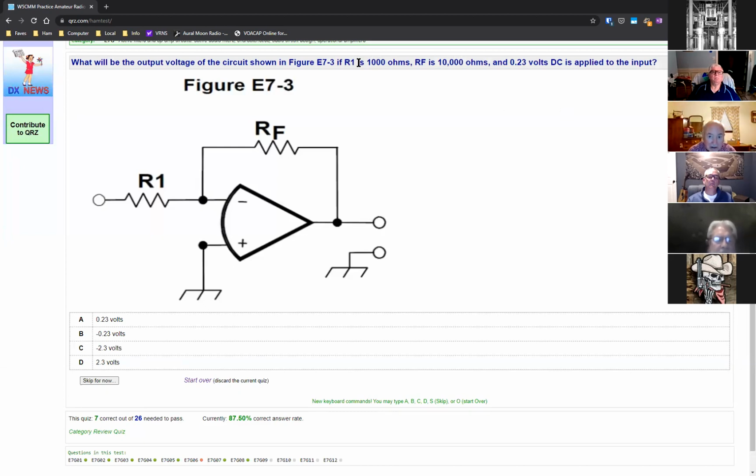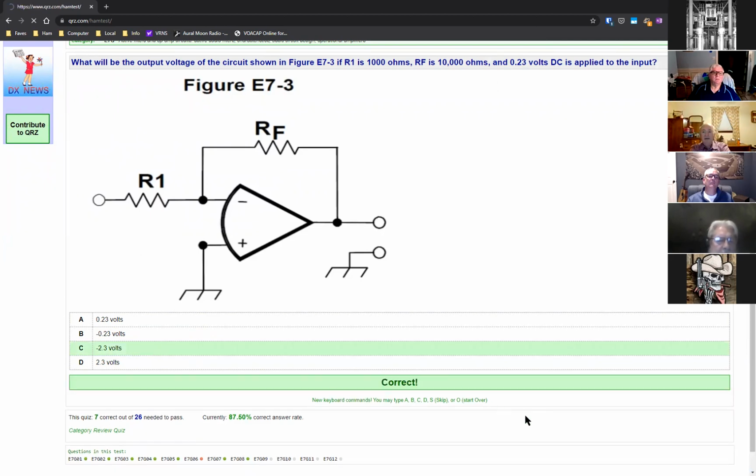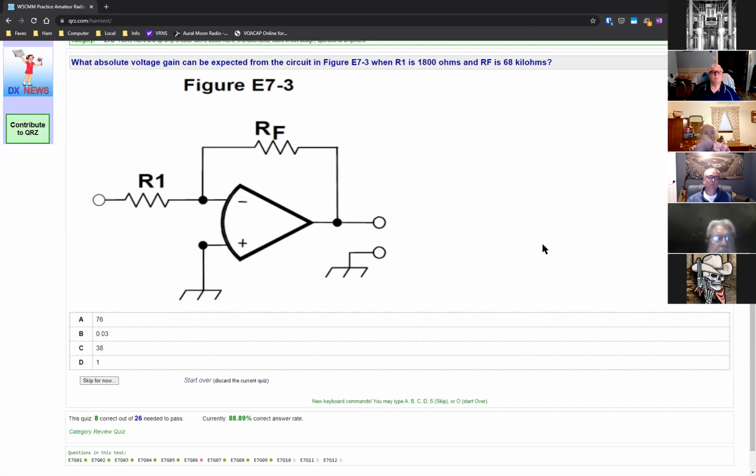So we've got RF over R1, so that's going to be 10 times 0.23, but we're feeding it on the negative side, so it's going to be negative 2.3. What absolute voltage gain can be expected from the circuit when R1 is 1,800 ohms and RF is 68 kilohms? It's got to be in the 30s, so I'll say C. Yeah, 38.